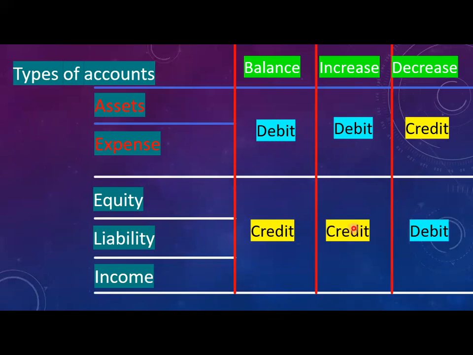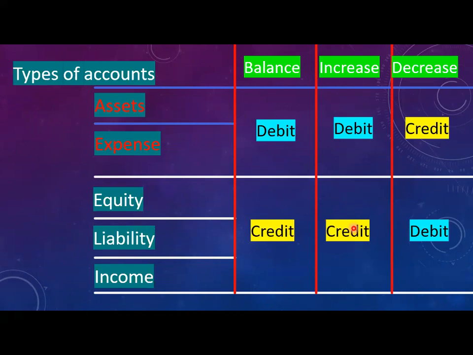So these are the rules. Asset and expense: balance debit, increase debit, decrease credit. Equity, liability, income: balance credit, increase credit, decrease debit. Can you repeat, my dear? Asset and expense, balance debit, increase debit, decrease credit. Equity, liability, income, balance credit, increase credit, decrease debit.